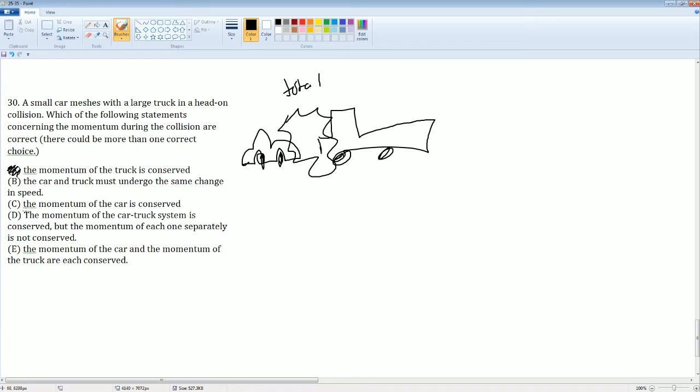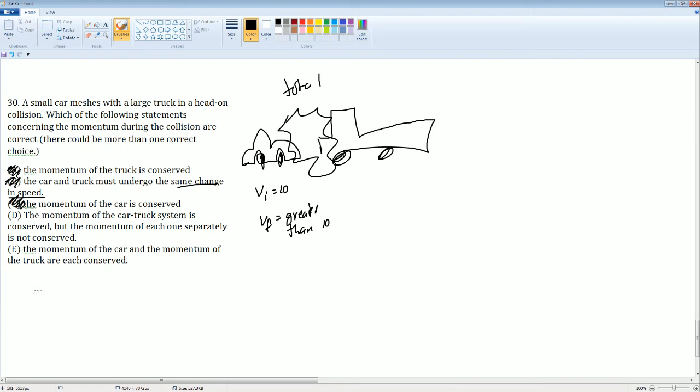The momentum of the car is conserved. That is wrong. The car and the truck must undergo the same change in speed. Wrong. They cannot go the same change of speed because, let's say its initial velocity was like 10. Its final velocity is going to be greater than 10. Why? Because the momentum of the truck is going to be given to the car, increasing its velocity.